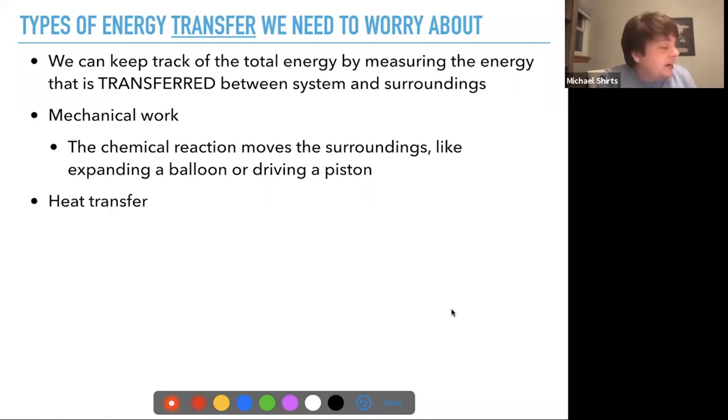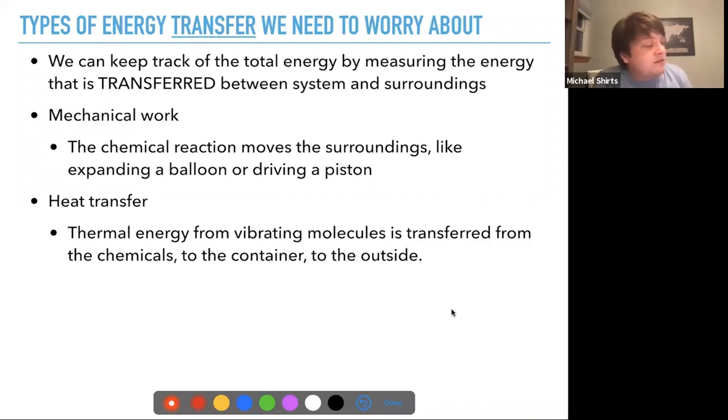Heat transfer is an important way that energy is transferred. So the thermal energy from vibrating molecules is transferred from the chemicals to the container to the outside. So you have some jiggling of the system and it's in contact with its surroundings, and that results in more jiggling of molecules in the surroundings. Or if the molecules in the system are not jiggling very much, it's cold, and therefore the more jiggling from the surroundings is transferred into the system.